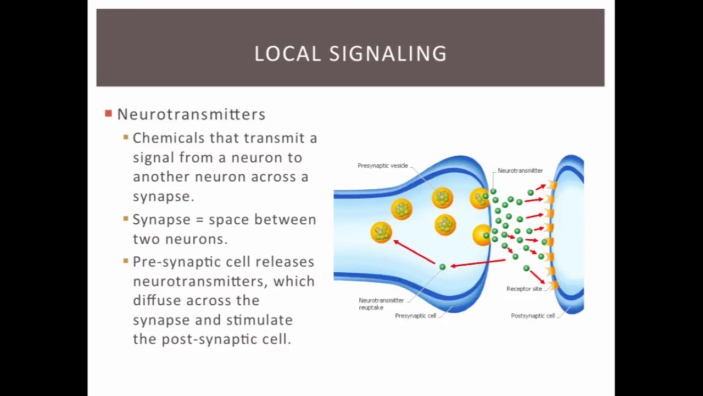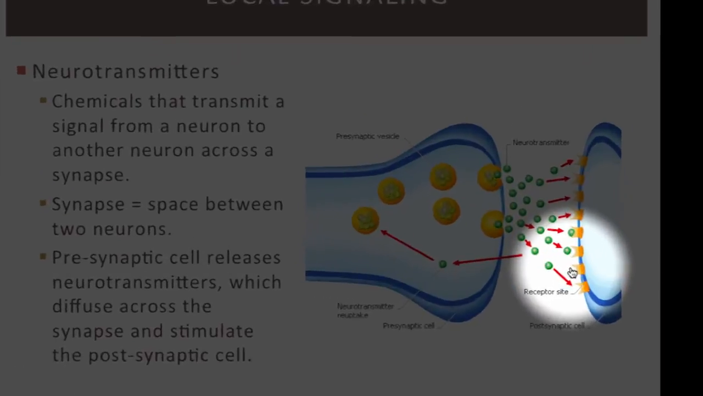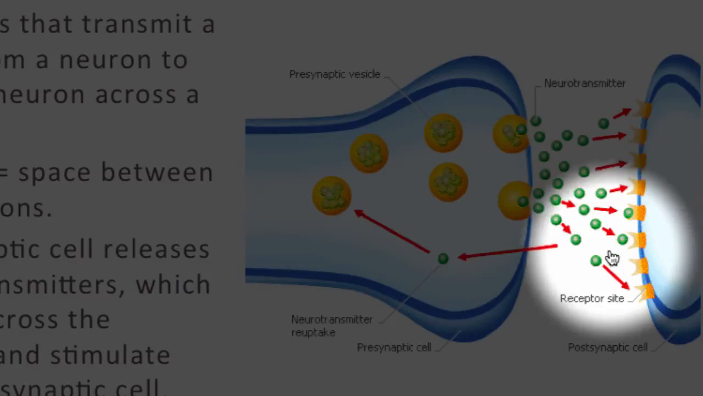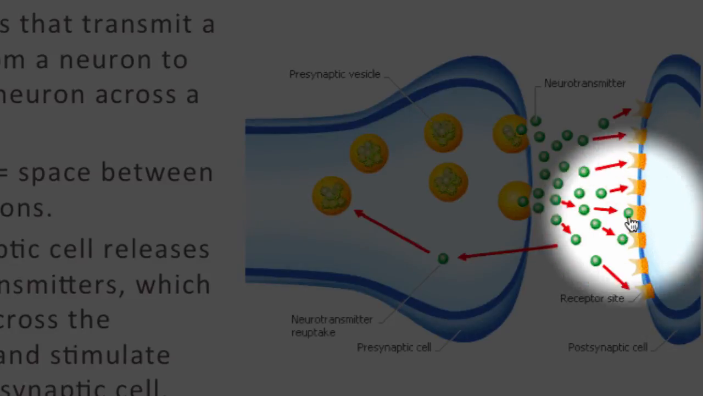The electrical signal itself cannot cross the synapse, so that's why neurotransmitters are so handy. In order to cause a response in the postsynaptic cell, the neurotransmitters must bind to protein receptors on the surface of the receiving cell.